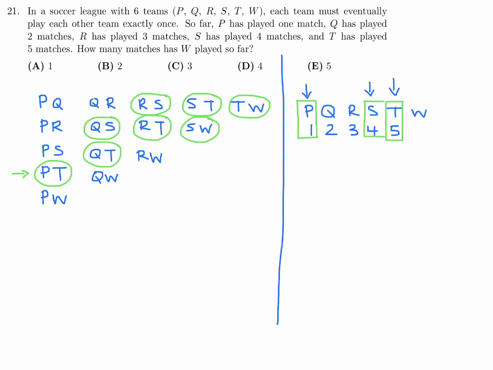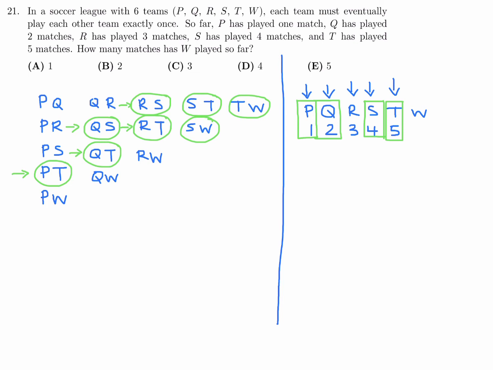So done with S. Now let's look at Q. Q only played 2 games, right? Well, we've already circled those 2. In the process of circling the other teams, we circled the 2 games that Q plays. So Q's done. So we're only left with R. R, as you can see, has played 3 games. Well, 2 of them are already circled. This one and this one. So we have to decide what is the 3rd game that R played.